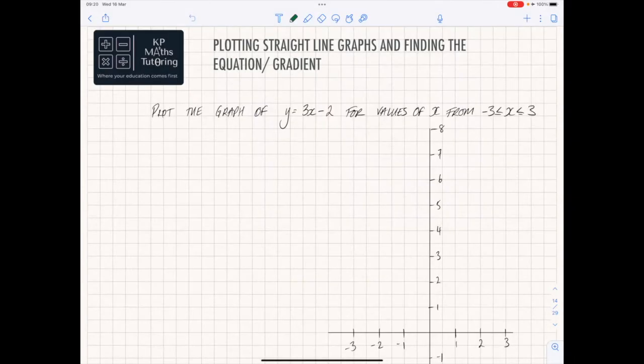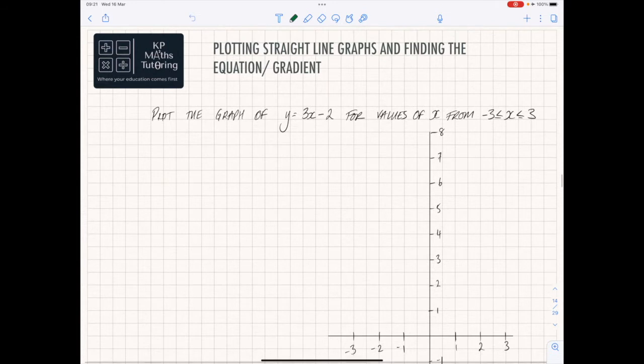So in this video we're going to be looking at plotting straight line graphs and finding the equation slash gradient of the line. So let's dive straight in and have a look. The first thing you're going to be looking at is the fact that we have an equation of a line here written in the correct format. Now the correct format should be y equals mx plus c. Key thing to remember is that this part here is your gradient and this bit here is your y-intercept.